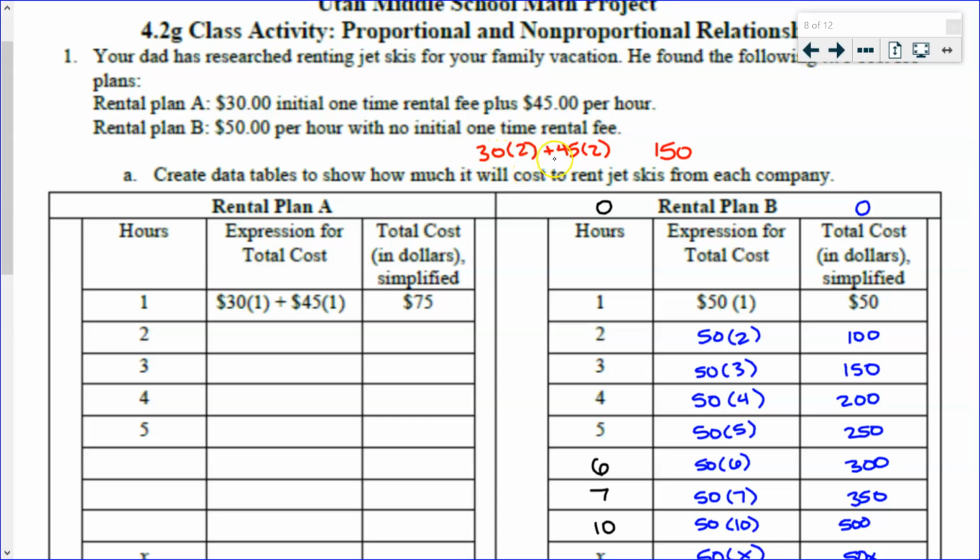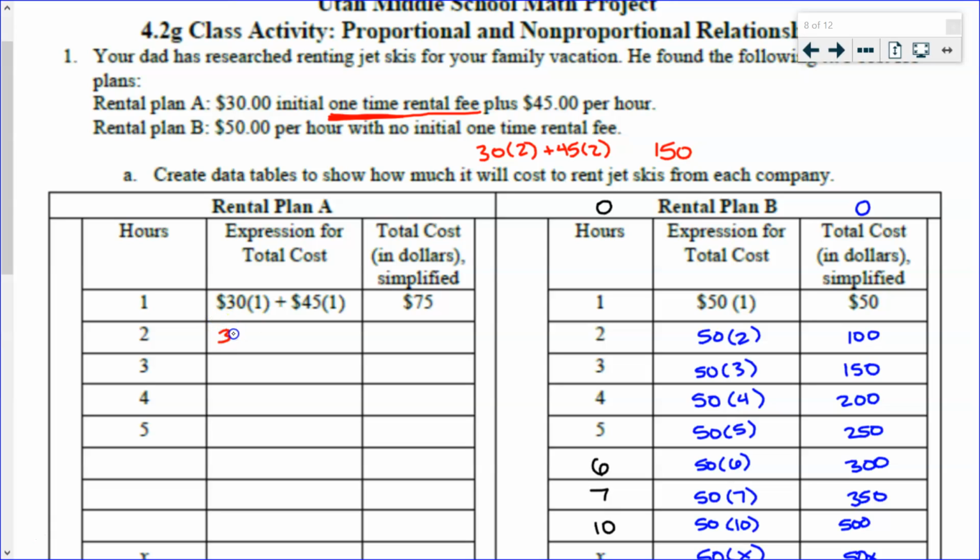30 times 2 plus 45 times 2. Because he said here it was 30 times 1 and 45 times 1, and this is 1 hour. So it makes sense. Except when we read it, it says a $30 initial one-time rental fee. If it's a one-time rental fee, how many times am I going to be paying it? One time.